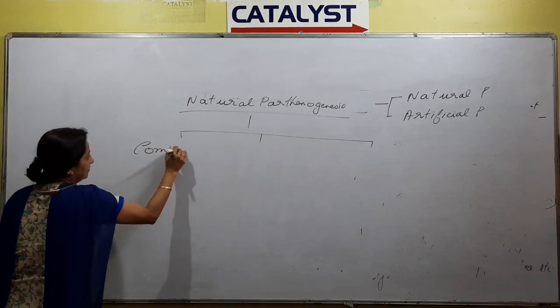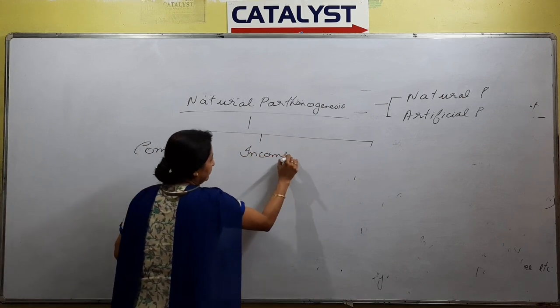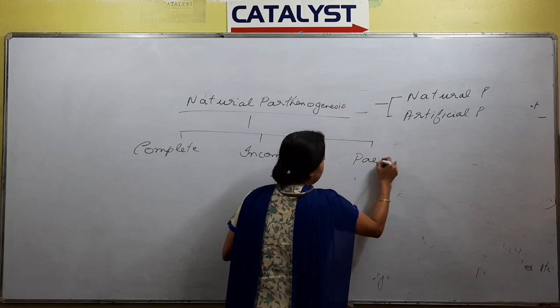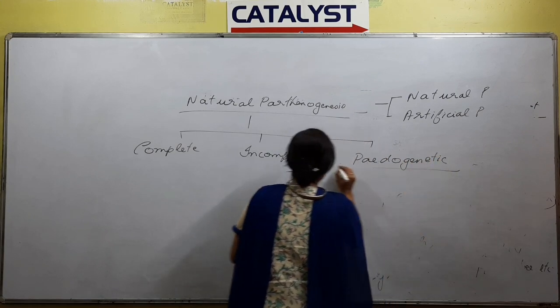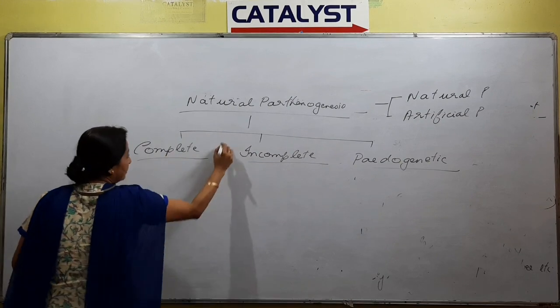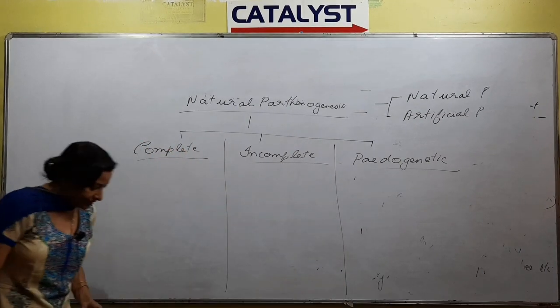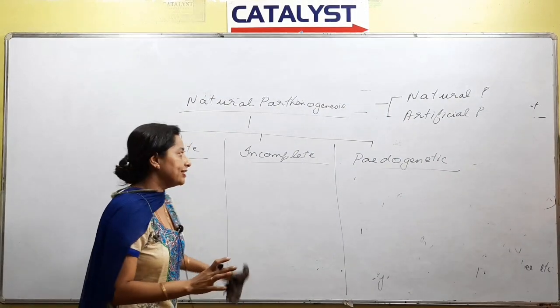complete, incomplete, aru pedogenetic. So natural parthenogenesis has been divided under three categories, that is natural, incomplete, complete aru pedogenetic.